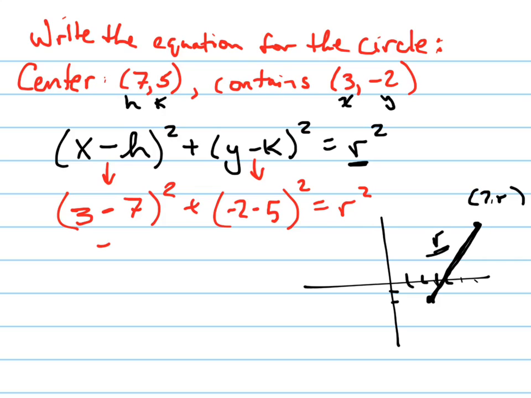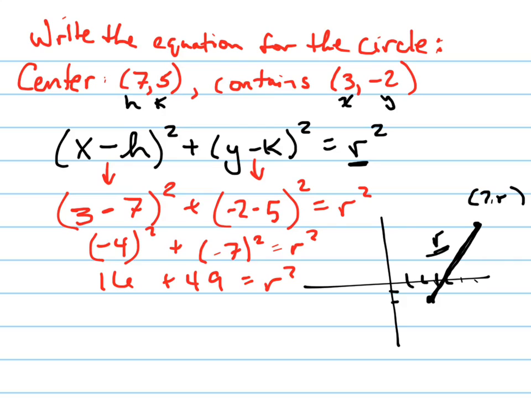So let's do that. (-4)² + (-7)² = r², which means 16 + 49 = r², which means 65 = r². And you don't even have to solve specifically for r, you can just leave it as r squared.